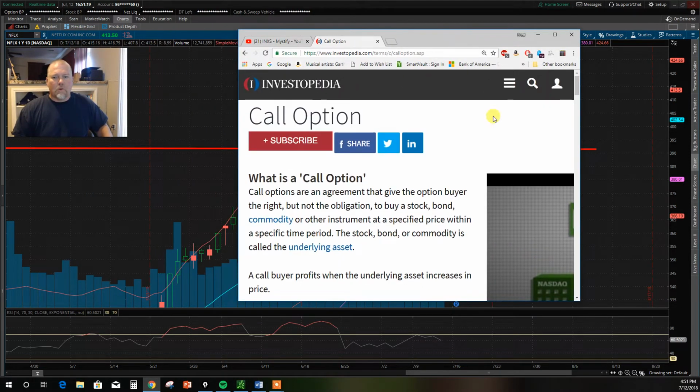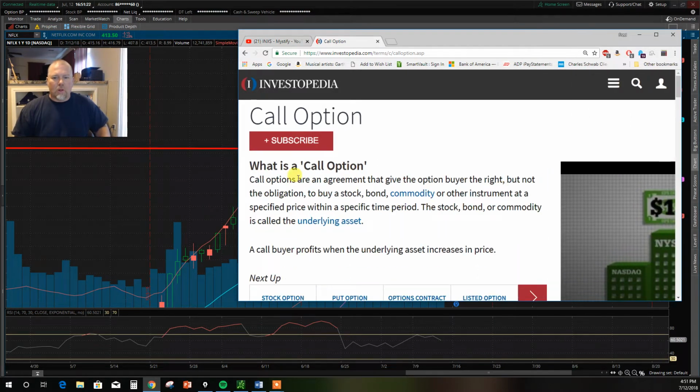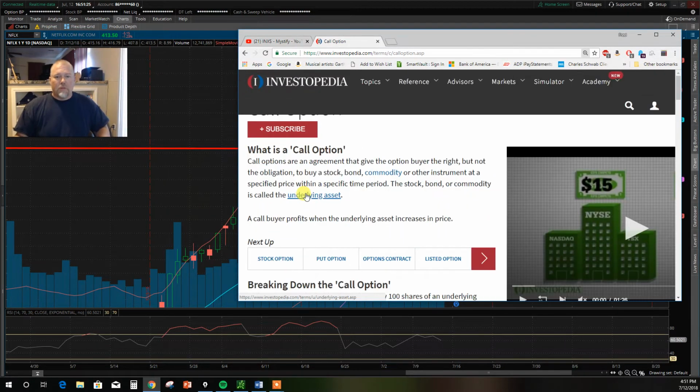All right, let's go over here, and I already pulled this up. This is called the call. This is a basic call. So for the basic options traders, everybody seems to know the definition of a call. Call options are a contract option that gives the buyer the right, not the obligation, to buy a stock, bond, or other instrument at a specified price, which is also known as the strike price, by a specified time period. The underlying commodity is also called the underlier or the underlying instrument.